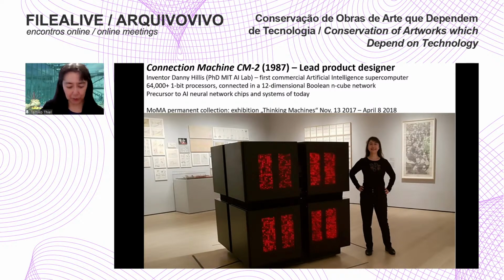And the big difference was, at that point in the early 80s, the supercomputers, even if they were called parallel supercomputers, had maybe 4, or I think the most was maybe 8 processors. And this one had more than 64,000, but very small 1-bit processors. And the reason why it could function was that all these processors were connected together in this 12-dimensional Boolean n-cube, of which more later.